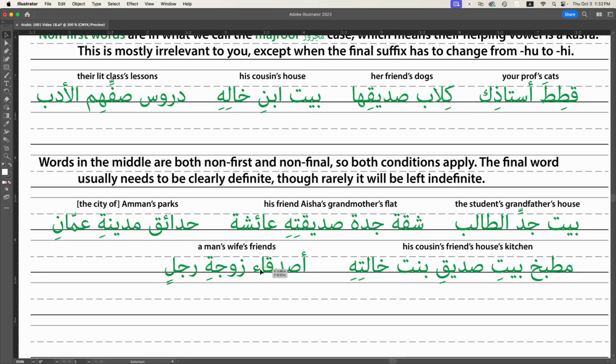So asdiqa, the friends of zawjati rajulin. Now we left the last word indefinite, which we don't do very much, but it does happen from time to time, and our kasra turns into double kasra. Its name is tanween al-kasr, which is pronounced like in. If you just said asdiqa zawjat rajul, everyone would understand you. All of this is here for completeness purposes.